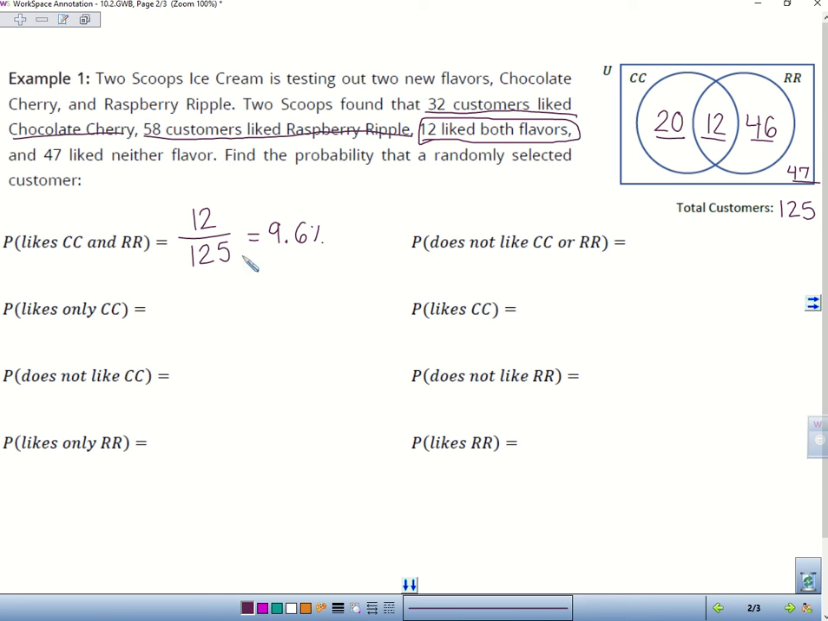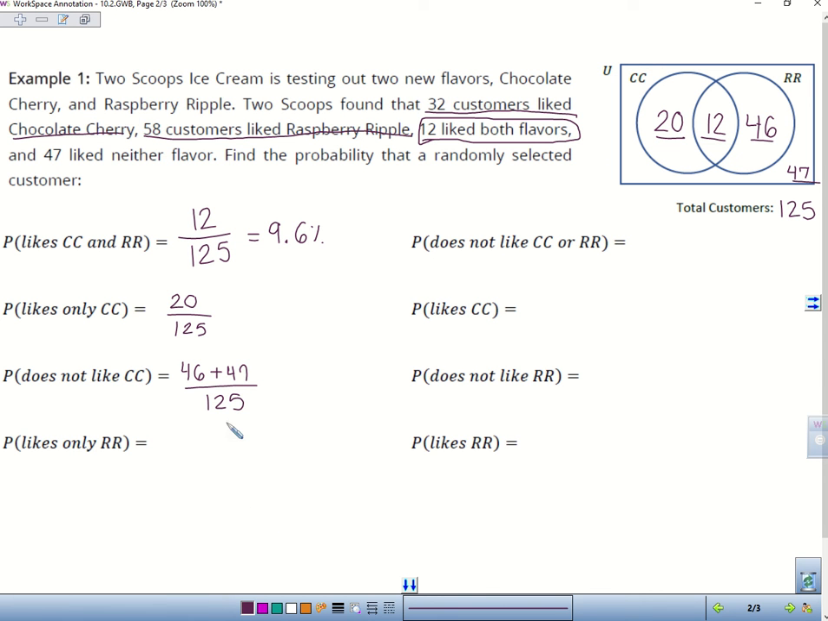How many people like only chocolate cherry? 20. Good. And like I said, I'm not going to do all the conversions, so let's write it out as a fraction. How many people did not like chocolate cherry? 93. Very good. So 46 people who only like the raspberry ripple, plus the 47 people who didn't like either flavor, correct?